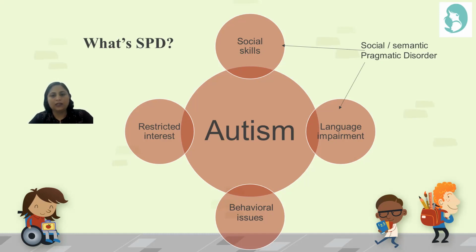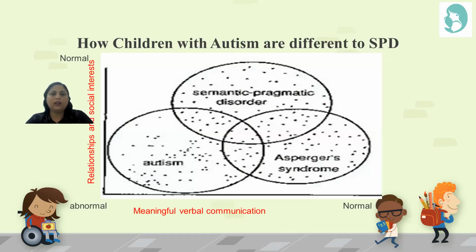So as you can see in the next slide, on the x-axis you have meaningful verbal communication from abnormal level to the normal level. Autism is more affected in terms of meaningful verbal communication than semantic pragmatic disorder. And on the y-axis you can see relationships and social interest. You can see that a child with semantic pragmatic disorder will have more normal levels of relationship and social interest.